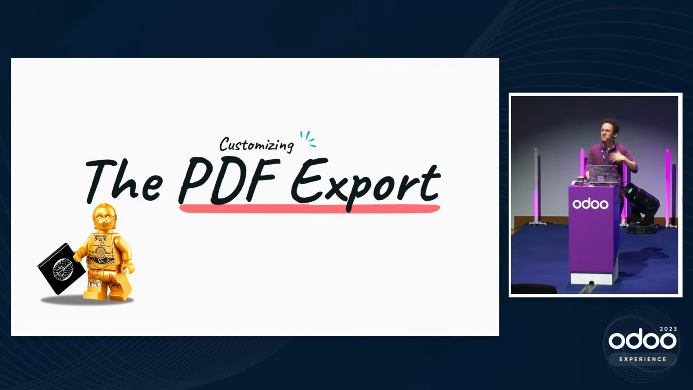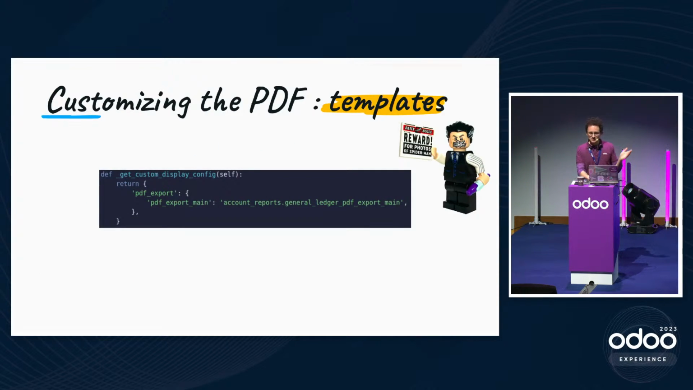Well, actually, we just split the templates. So there is now a set of templates for the PDF export and a set of templates for the UI. And doing that allows customizing just the UI or just the PDF without falling in the whole mess that it was before if you wanted to do that. So how do you do that? Well, simply, again, in the get custom display config function, you override the PDF export key, and overriding that key, you can just say, okay, this template on the standard PDF export is going to be replaced by this other template of mine. Very simply.